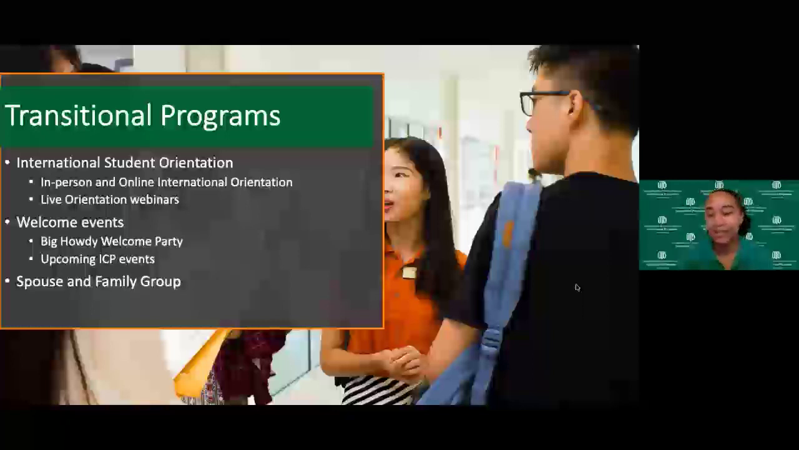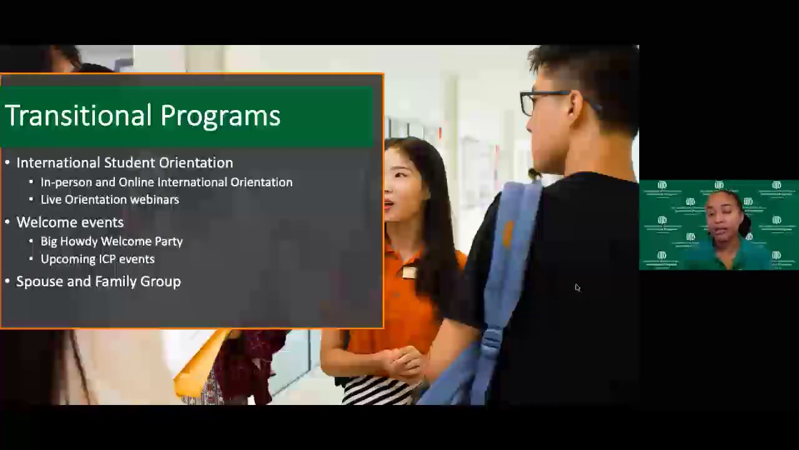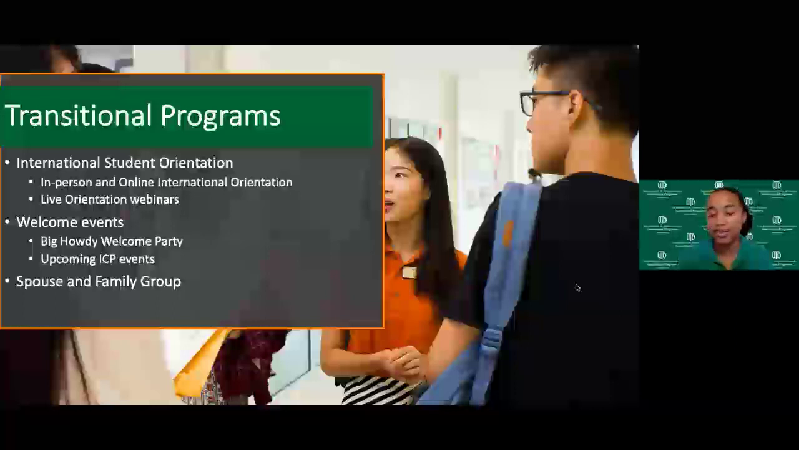Some other events that we do, we typically host a very large welcome party event that we do in collaboration with the Big Howdy team, and they are a community partner. This is usually done in fall. To welcome the students. We also, of course, have other events, as Leticia has mentioned, that support incoming international students, as well as help them transition into American culture.